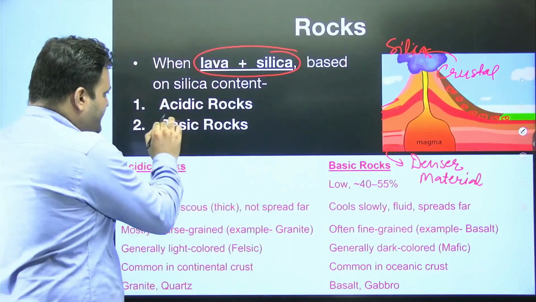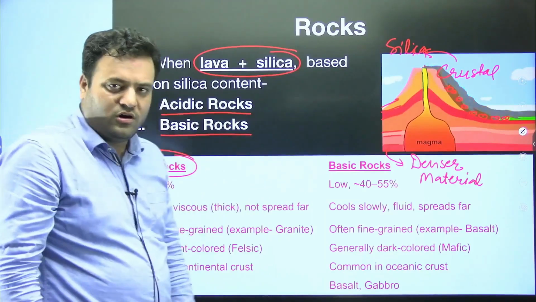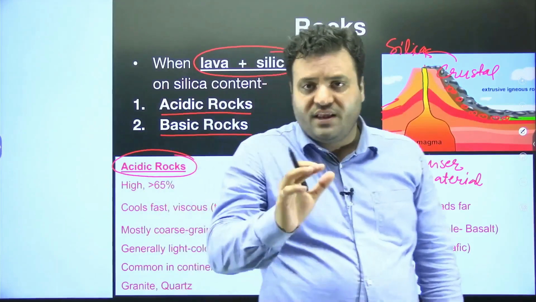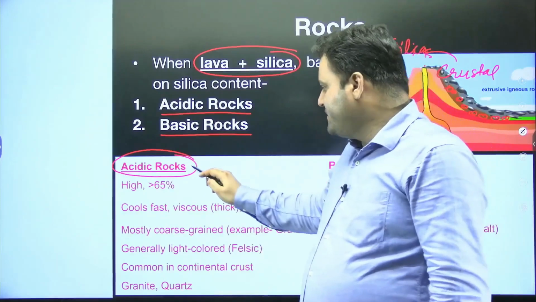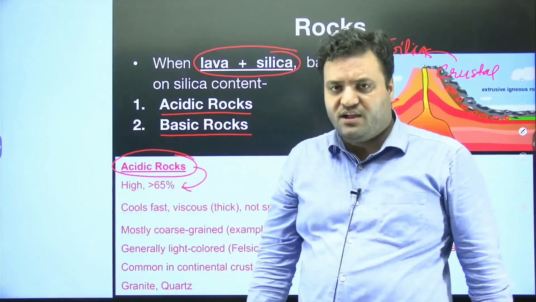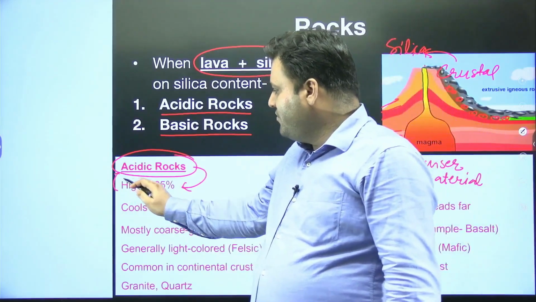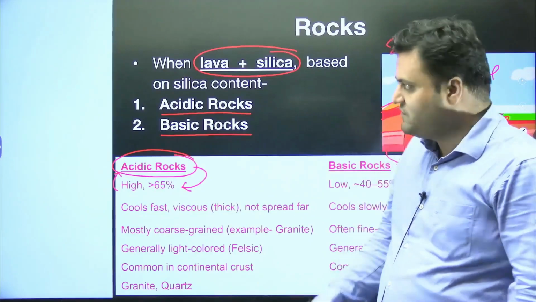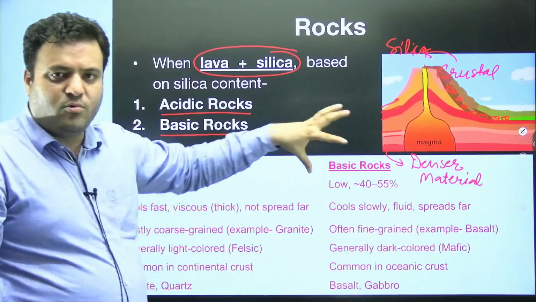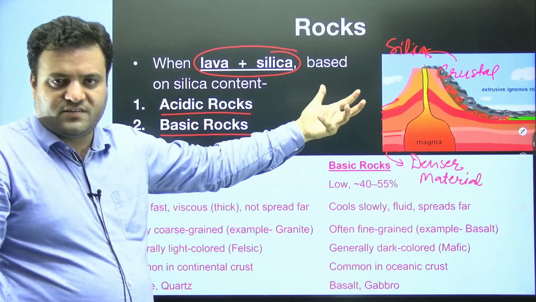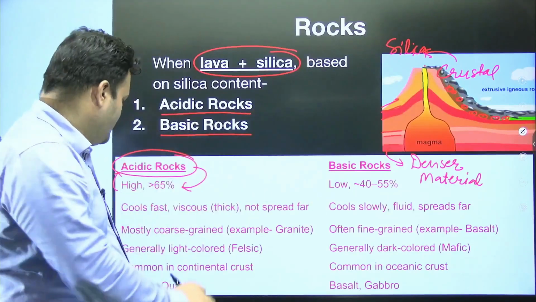We could have acidic rocks and basic rocks. Acidic rocks are those rocks in which the silica content is very high, beyond 65%. That rock would be called what? Suppose the lava is getting cooler, and while cooling, if there is more silica, beyond 65%, the rock would be known as acidic.